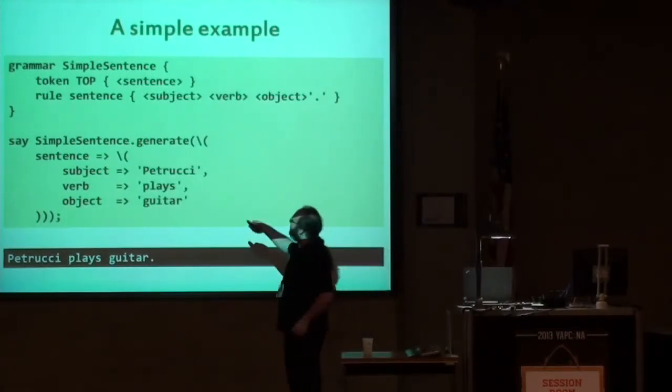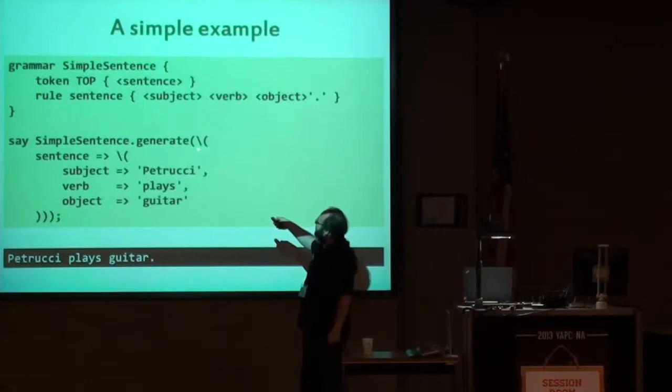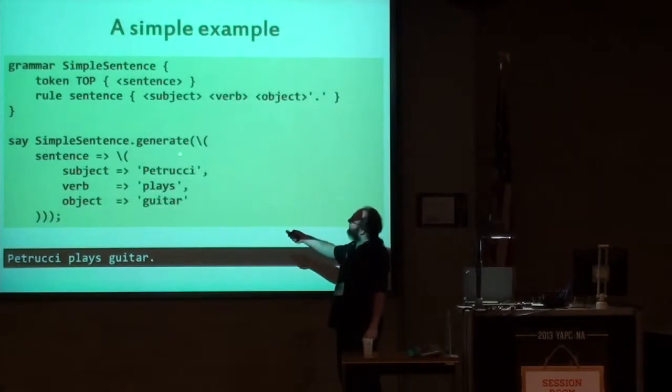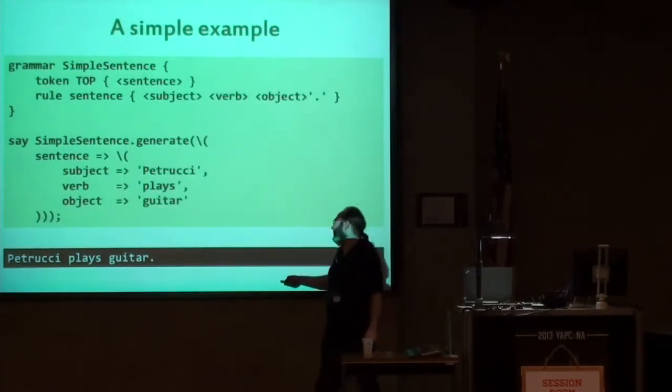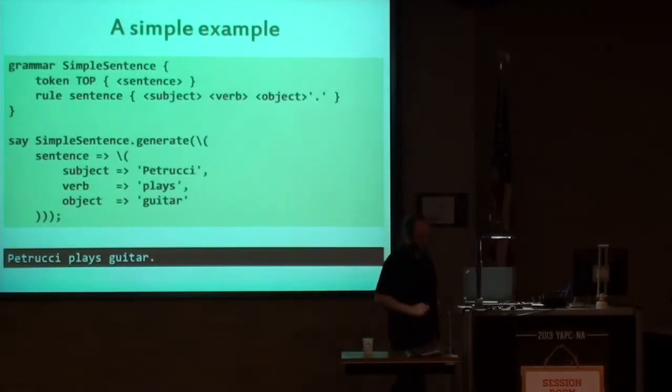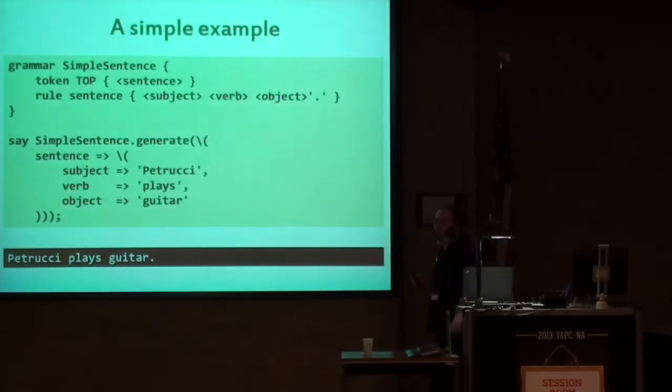Capture literals are written using the backslash, parens, and then we can just put pairs in. So what I can do is describe a little tree which has a sentence at the top, and then the subject is this, the verb is this, and the object is this. And in theory, if we take those and we call generate, I hope I get out the string, Petrucci plays guitar. Who knows who John Petrucci is?